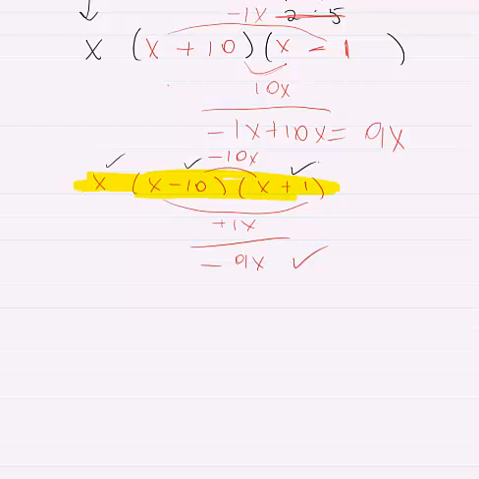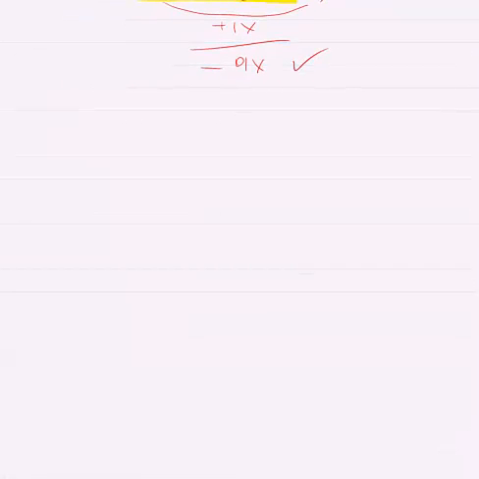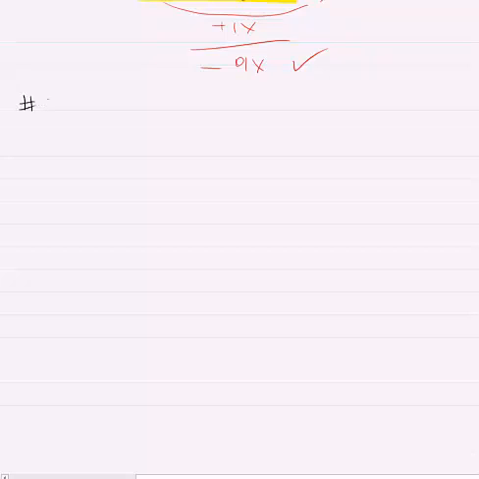Okay, and then the last problem that I will show you, example 7, and that is the following. Factor 8x cubed minus 24x squared plus 16x.